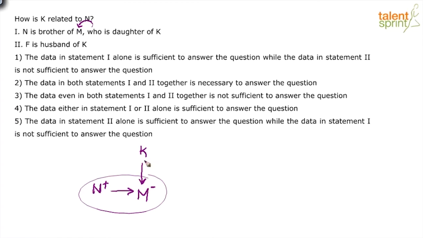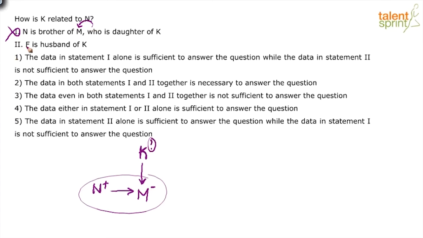But is K the father or mother? Not known to us. The gender of K is not known to us. M is the daughter of K, but whether K is the father of M or the mother of M is not clear. Now the question says, how is K related to N? That's the point, right? Is K the father of N or the mother of N? Not known. So statement 1 alone is not sufficient.